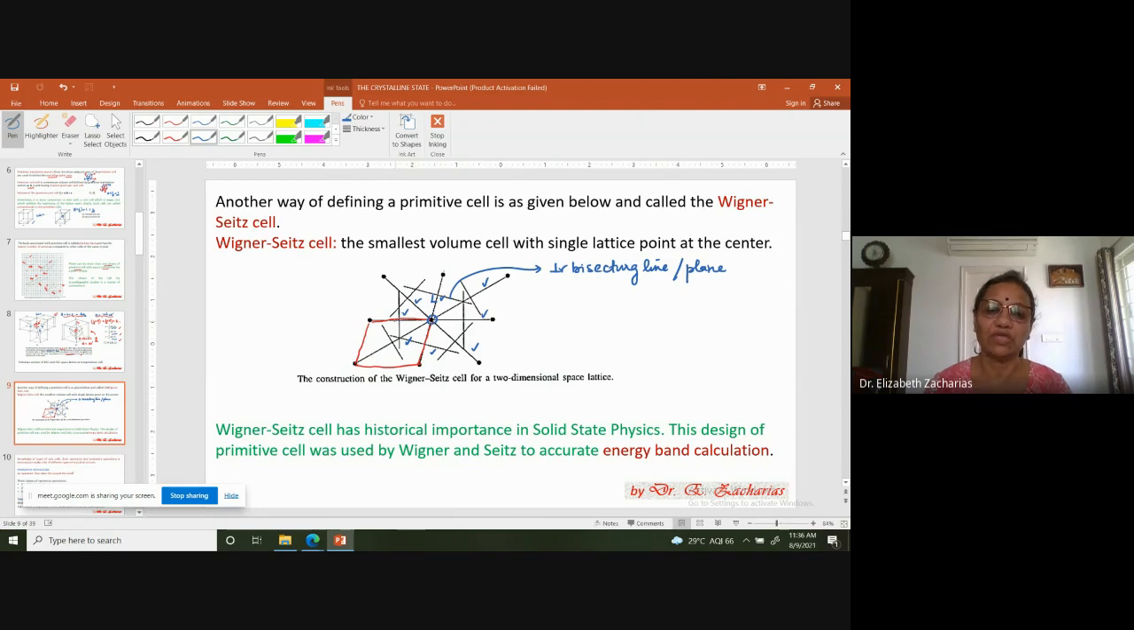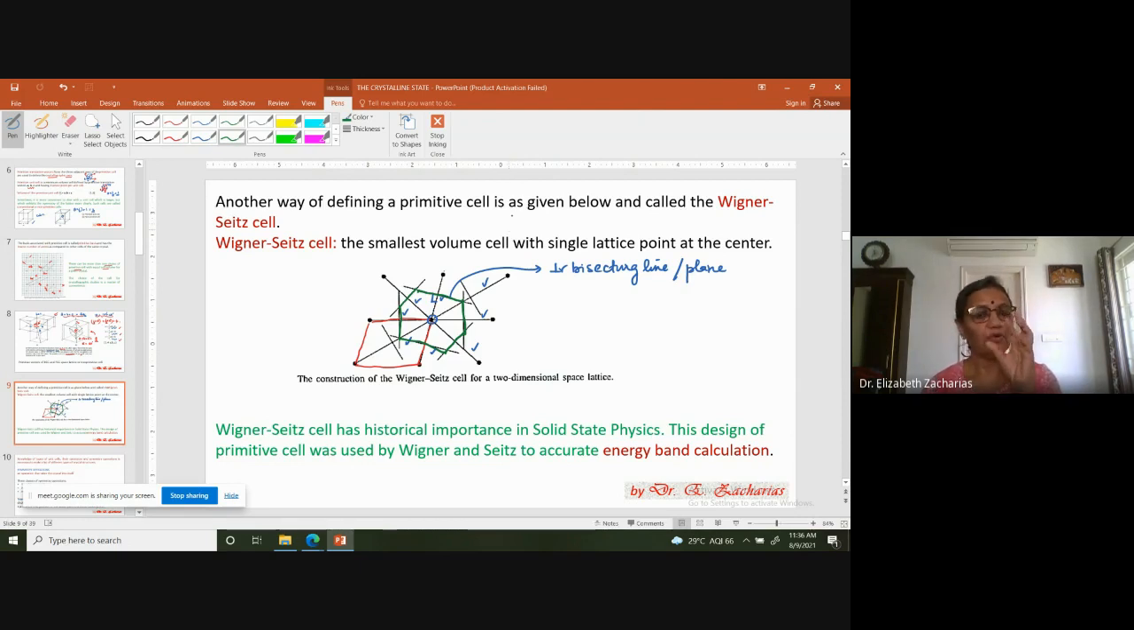Once you do that, the resultant figure that you get, a closed figure, is going to be your Wigner-Seitz cell. The closed figure that you get here is going to be the Wigner-Seitz cell for this two-dimensional crystal.